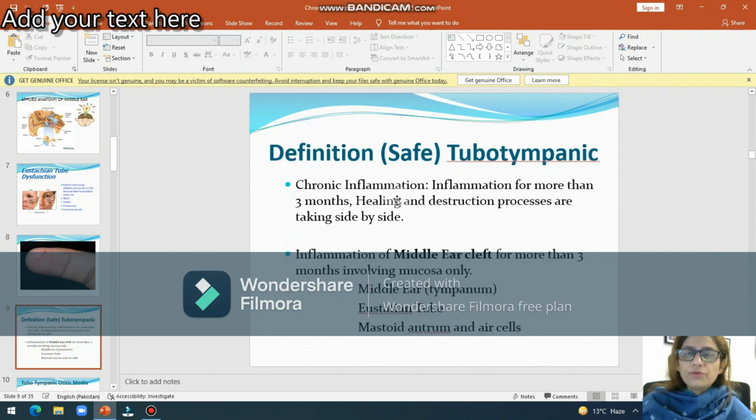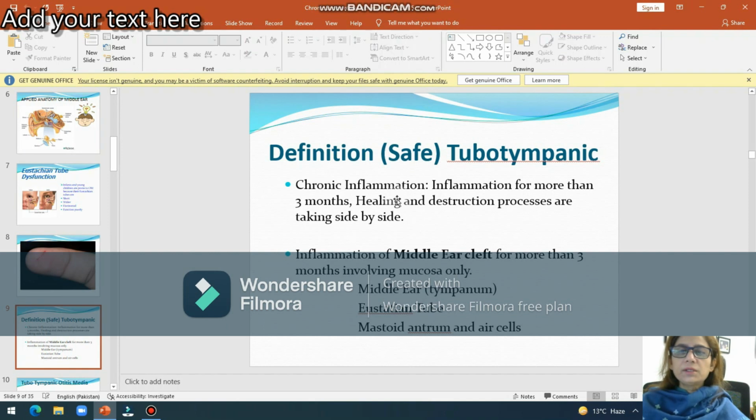So definition of chronic inflammation. What is chronic inflammation? Chronic inflammation is the inflammation that lasts for more than 3 months. In this inflammation, healing and destruction are taking place side by side. So when we define the tubotympanic disease, it is inflammation of middle ear cleft for more than 3 months and it involves the mucosa only.